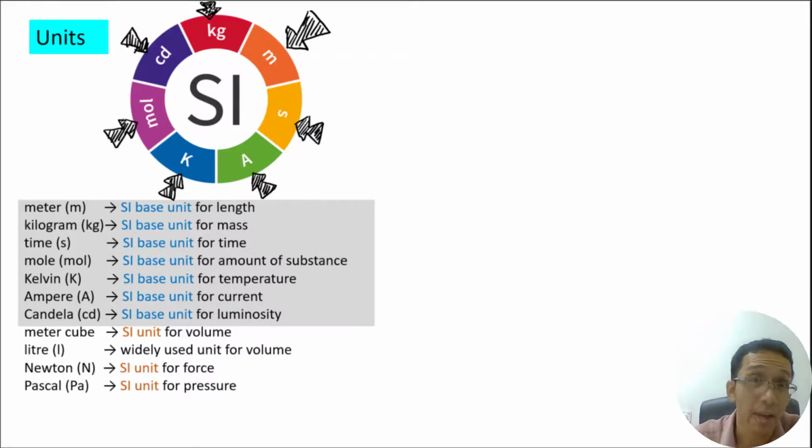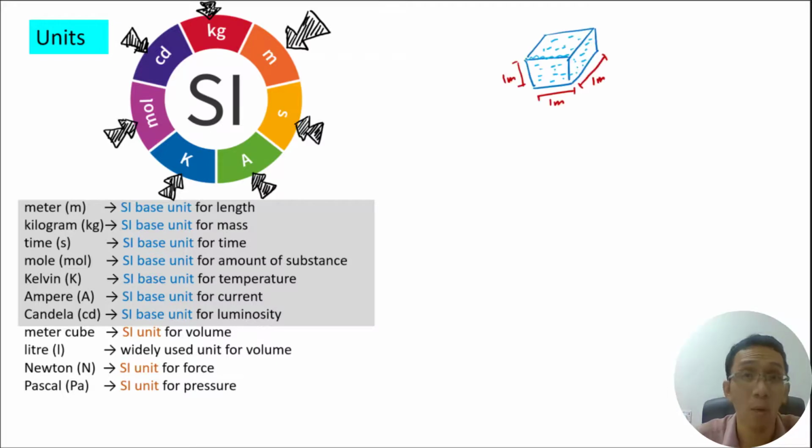For example, the SI unit for volume is meter cube, which is equivalent to the volume of water that can be contained in a 1 meter by 1 meter by 1 meter container. But it is a very big volume to work with, hence people invented liter. 1 meter cube is equivalent to 1000 liter.